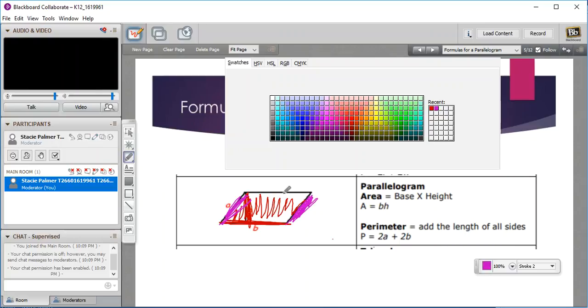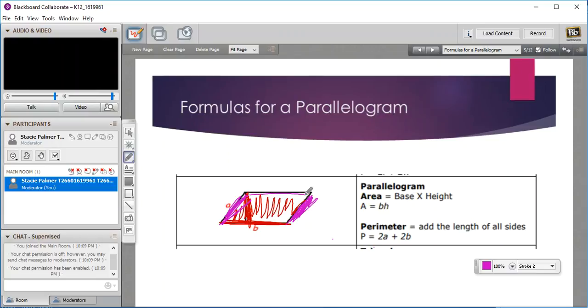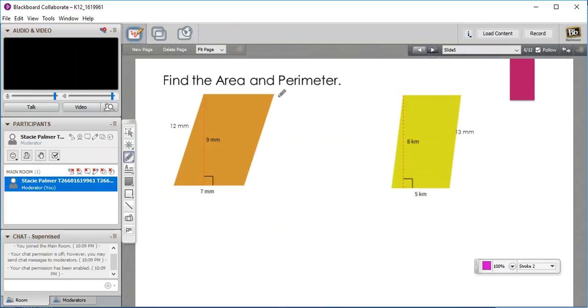And then we know that this side here is exactly equal to this side here. Okay, so we have 2 of those that we're going to be adding together. So let's go ahead and try and find the area and perimeter for this parallelogram.